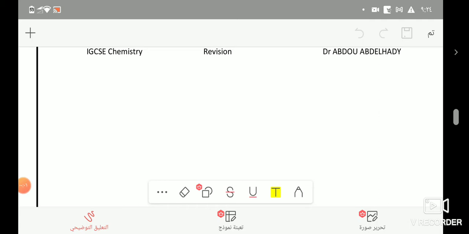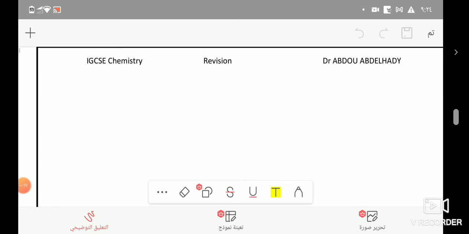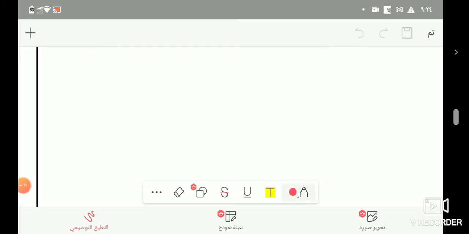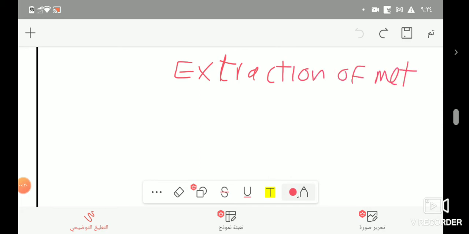Inshallah, today we'll make a quick revision about chemistry, especially for the topic, I don't remember its number, but extraction of metals. When we talk about extraction of metals, we have to understand that most elements or metals are found in the environment bonded to other elements, such as iron, for example.